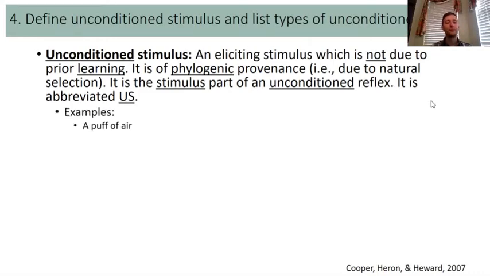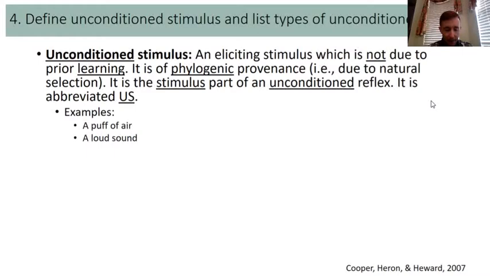So here are some examples. A puff of air to the eye would be an unconditioned stimulus, and an unconditioned reflex response that it elicits would be the eye blink. A loud sound can be an eliciting stimulus that elicits a startle response. A startle response is a type of reflex response. It's part of the activation syndrome as well. So a loud sound can function as an unconditioned stimulus.